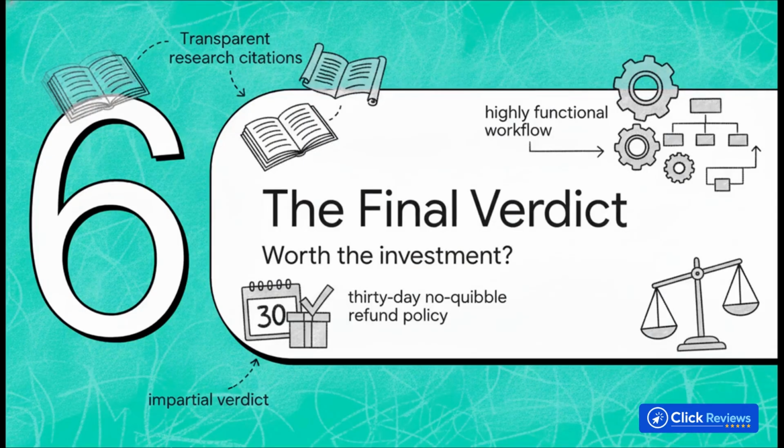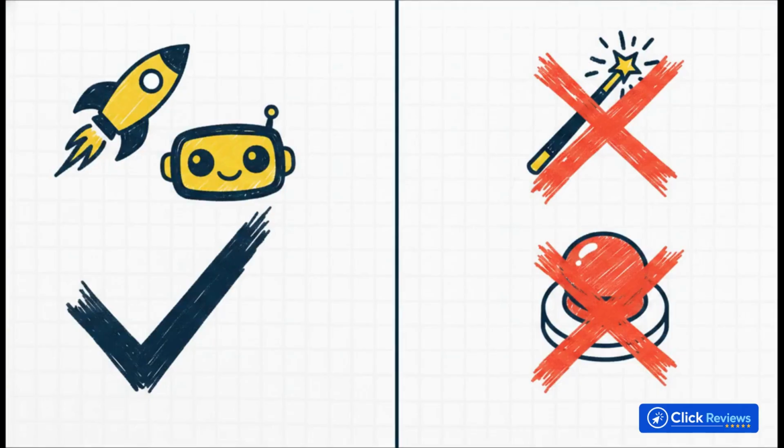Bringing us to section 6, the final verdict. So, is it actually worth the investment? All right, based on the transparent citations we've seen and a solid 30-day refund policy, here's the honest breakdown. You should probably buy it if you're an active affiliate who promotes stuff regularly, you want to build highly relevant bonuses way faster, and you already use an AI account like ChatGPT.